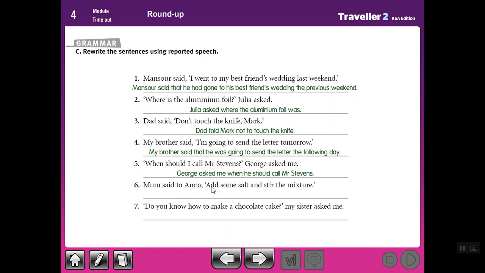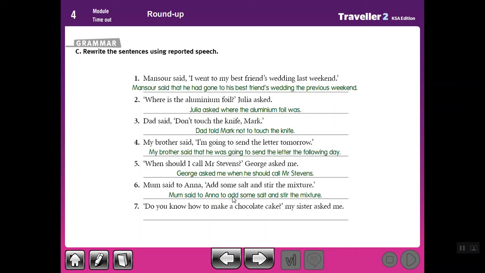Infinitive verb, مصدر الفعل. Add, play, go, write, stand up, come in here. Okay? Mom said to Anne. The answer here: this is a command. Command يعني جملة في الأمر. So I'll say, Mom said to Anna.